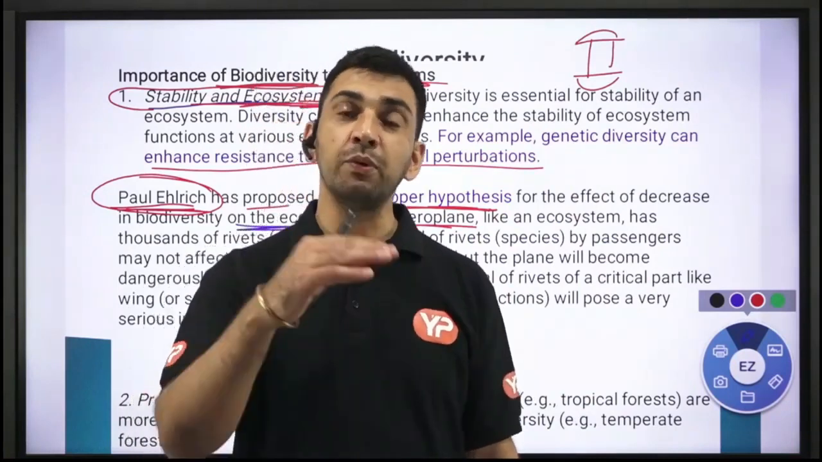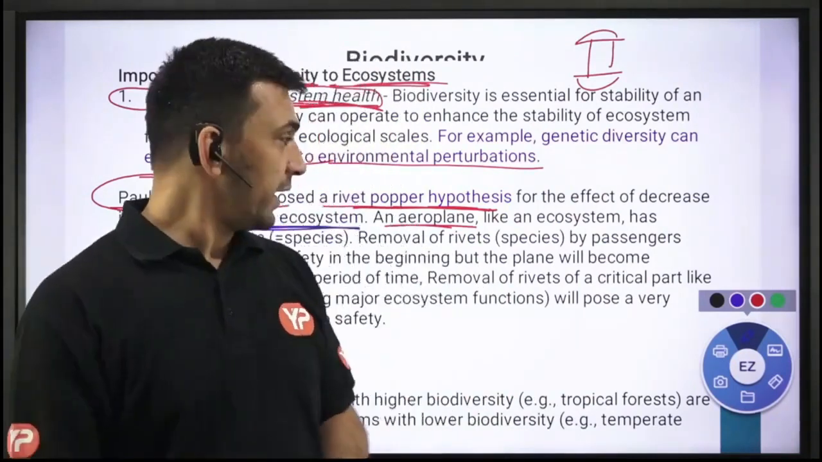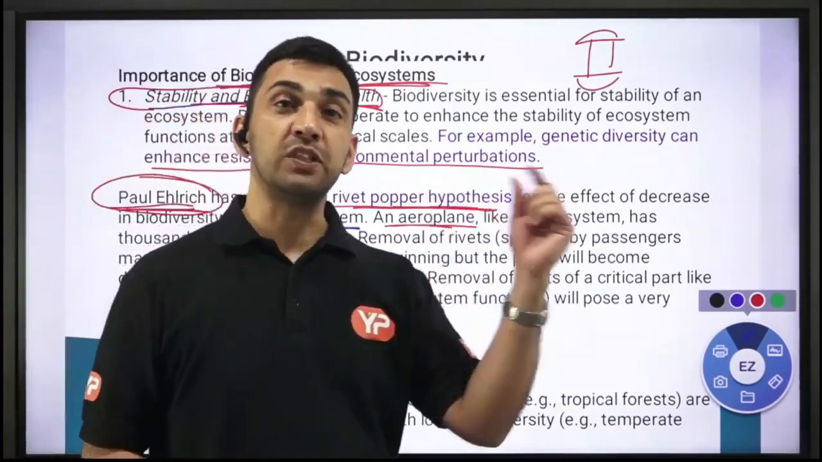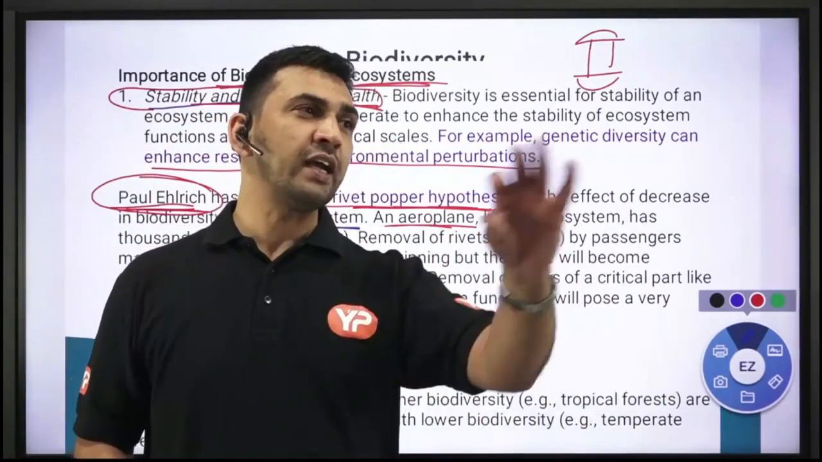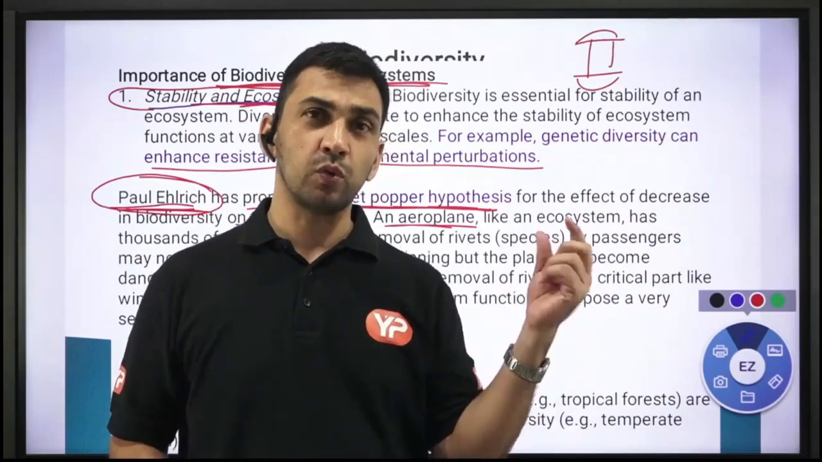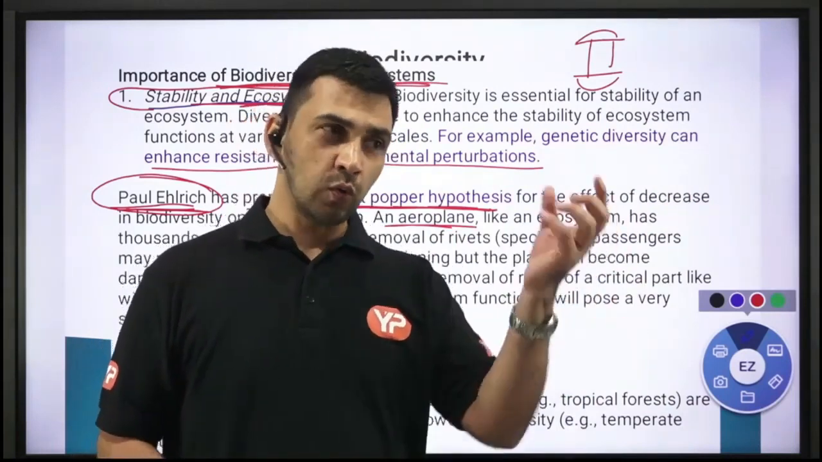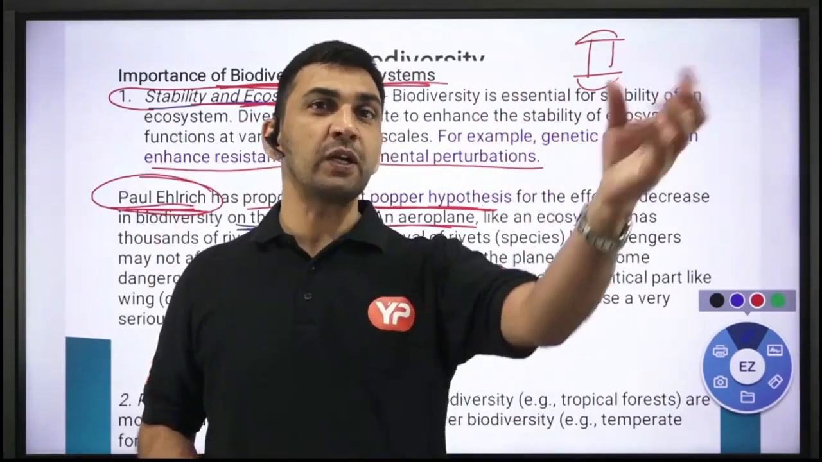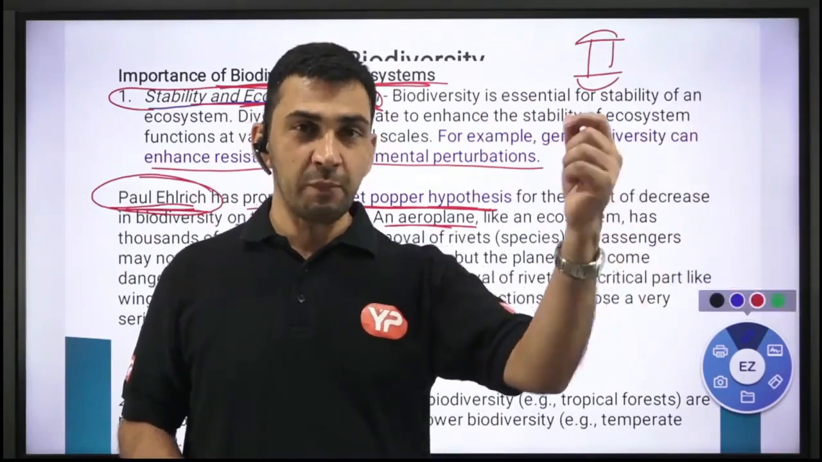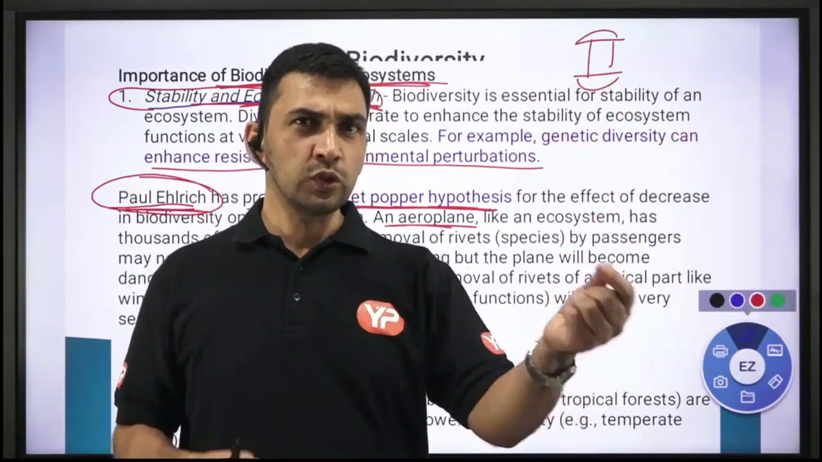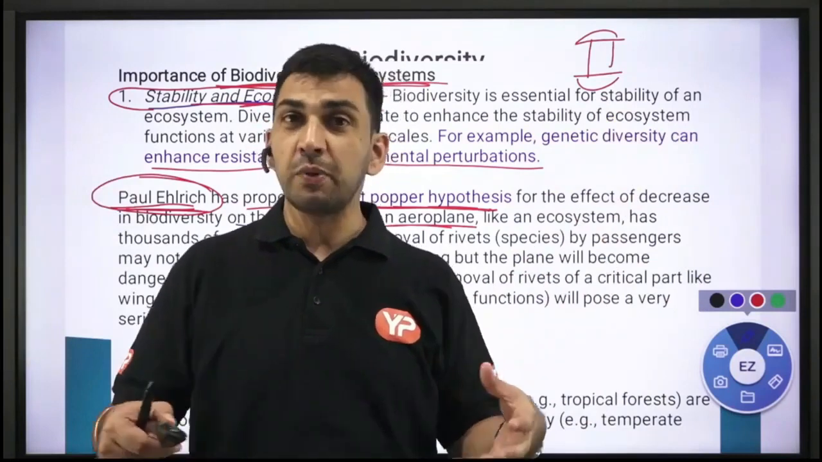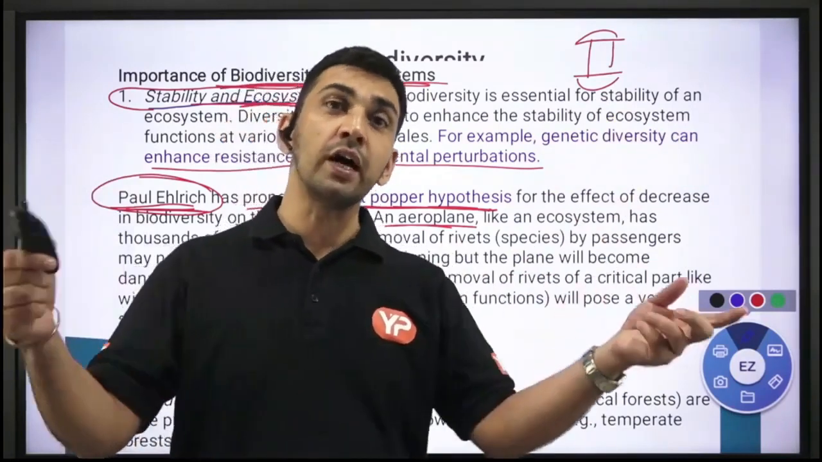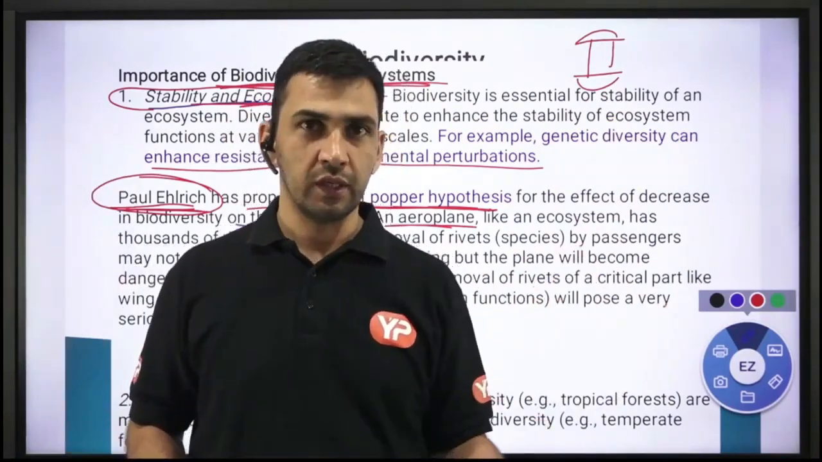So the same thing happens with the ecosystem also. He compared that particular rivet with the species. So if you have taken a rivet randomly from anywhere, in this case it will be a species. In that whole ecosystem, if you remove a particular species, if you damage a particular species, then its influence on the whole ecosystem may not be that big in the near future, but in the longer run it is going to be harmful.